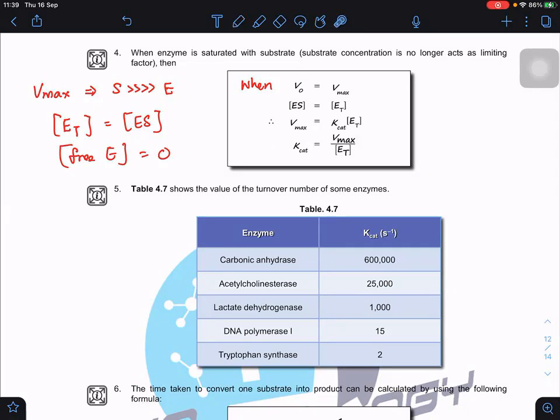So T stands for total. In this case, because we know the Vmax already from the previous equation, and we know the concentration of the enzyme we added in, we can actually calculate the KCAT. KCAT will equal the Vmax divided by the total enzyme. So this is for your information only.